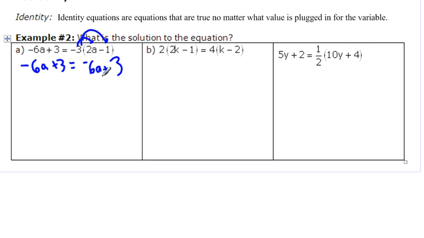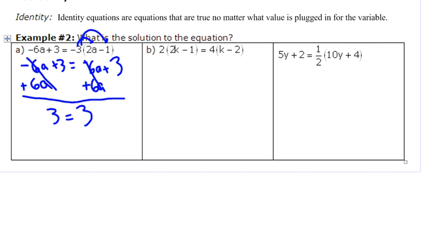I don't have to combine any like terms, but I need to move my variables to one side. I'm going to use the negative 6A over here. Since I'm always adding and subtracting when I move the variables to the other side of the equation, I wanted to use opposites. That's why I added 6A. Negative 6A plus 6A cancels to 0, so I'm left with 3 on each side.